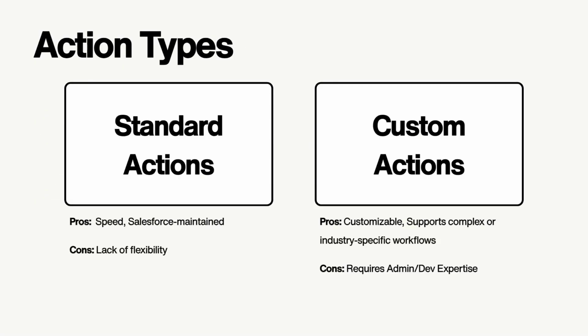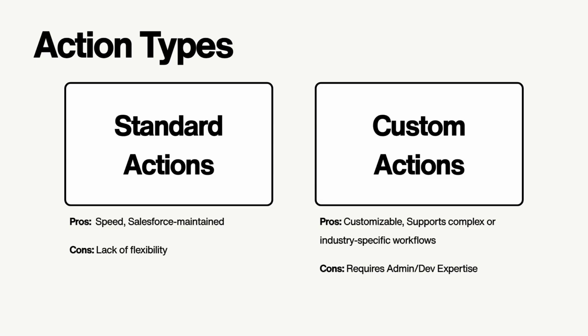There are two types of Agentforce actions. There's standard actions, and then there's custom actions. Salesforce provides standard actions out of the box. These come pre-built with Salesforce's standard topics and allow agents to handle many common use cases immediately. Again, things such as querying records, drafting content, or summarizing information.